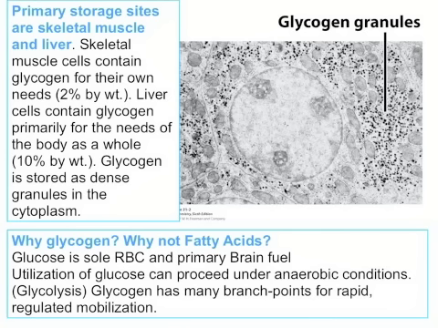Skeletal muscle cells contain glycogen that's used for their own needs. The glycogen stores in muscle cells are approximately 2% by weight. However, liver cells contain glycogen that's used not just for the needs of the liver cell, but for the needs of the body as a whole. And so the percentage of glycogen per cell by weight is higher, 10%.